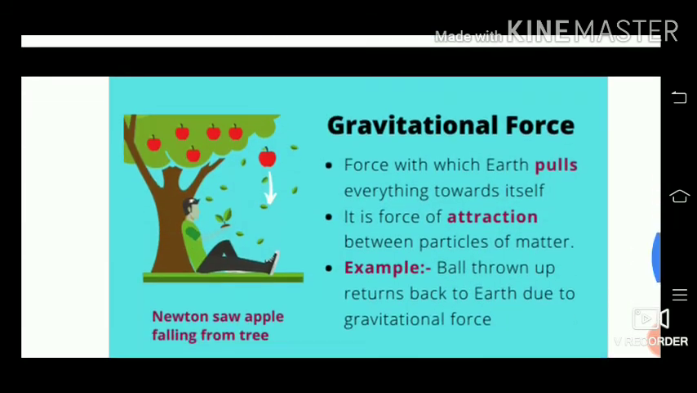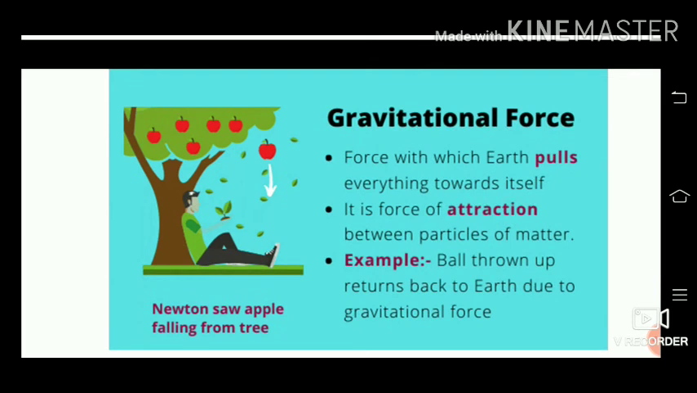Moving on to the next example, that is gravitational force. The force with which Earth pulls everything towards itself is the gravitational force. It is the force of attraction between the particles of matter. For example, a ball thrown up returns back to the earth due to the gravitational force. So, a general characteristic of the non-contact force, that is, the gravitational force, is that it is always attractive in nature.